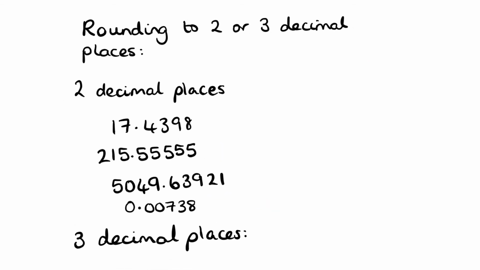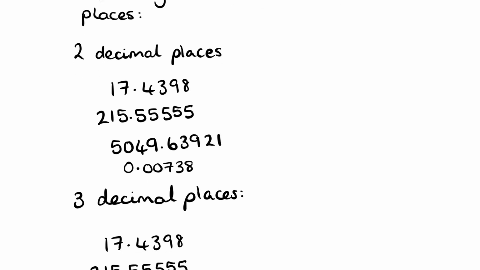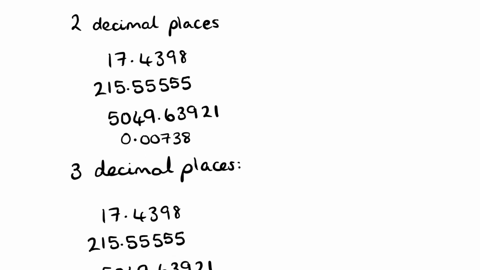Right, now we're going to look at rounding to 2 or 3 decimal places, because the process is exactly the same regardless of how many decimal places we're rounding to. So first of all, we're going to look at rounding to 2 decimal places. We've got a few numbers here to do. So 2 decimal places means we need 2 numbers after the decimal point. So if we count 1, 2, then it's the number in the second decimal place that we're rounding, and it's the number that follows that tells us whether we leave it or move it up 1.